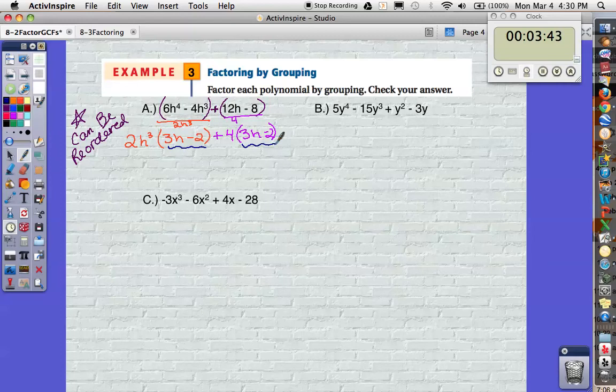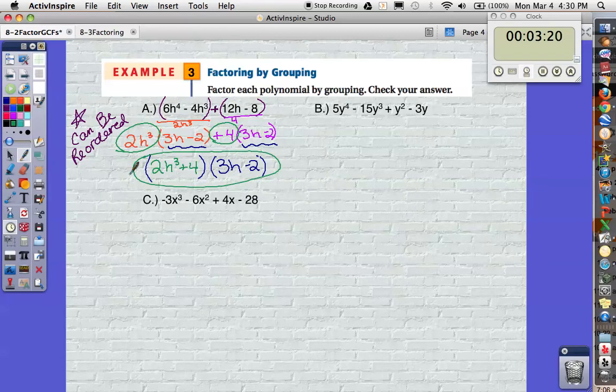Look here. They match. So this is the same as 3h minus 2 times what binomial? All you do is take the terms that are in front, and that's your other binomial. So it's 2h cubed plus 4.